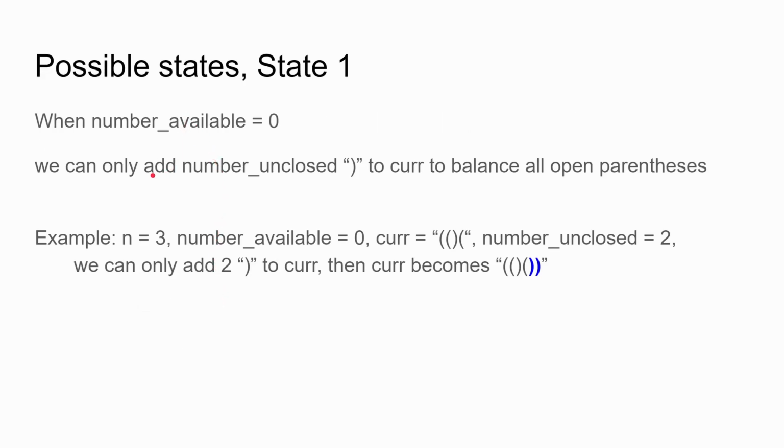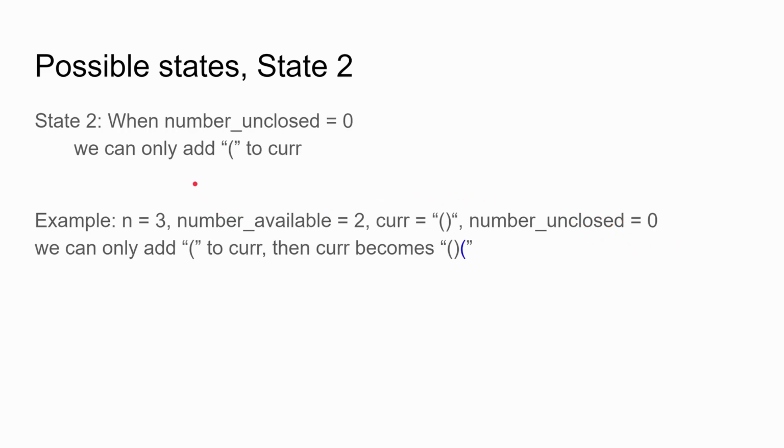Possible states. State 1: when number available is 0, we can only add a right, and we can only add number unclosed rights to curr to balance all open parentheses. Example: when n is 3, number available is 0 and current is equal to this. Number unclosed is equal to 2. You can only add 2 right brackets to curr, and then curr becomes this. 2 right brackets because number unclosed is 2. Those are the only parentheses you have left.